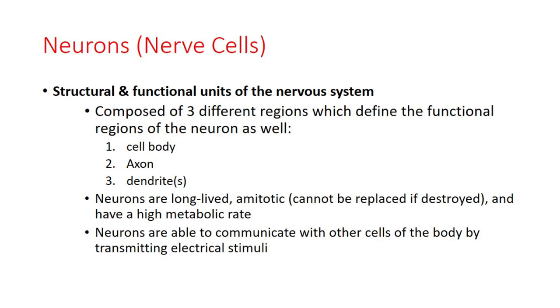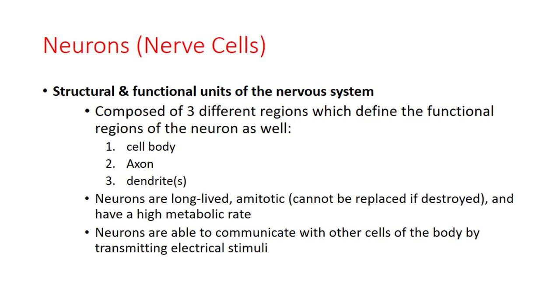Keep in mind, though, that neurons are very long-lived, but mature neurons are amitotic, so they cannot be replaced if destroyed, and they have a high metabolic rate. Neurons are also able to communicate with other cells of the body by transmitting electrical stimuli, sometimes called electrical impulses, which go by the name action potential.